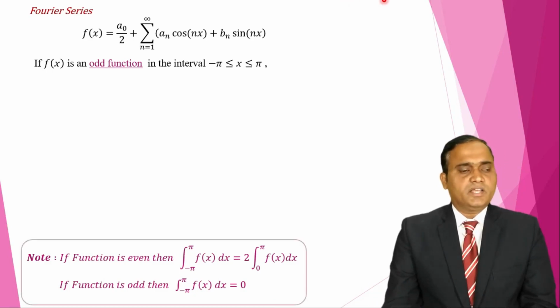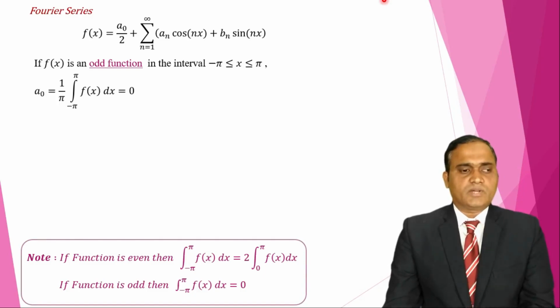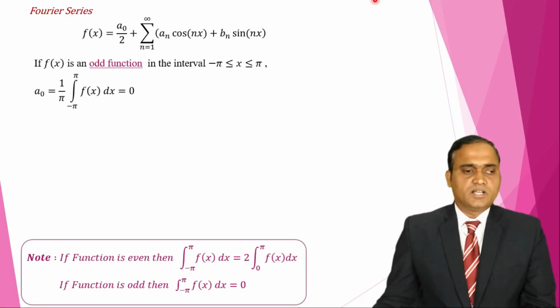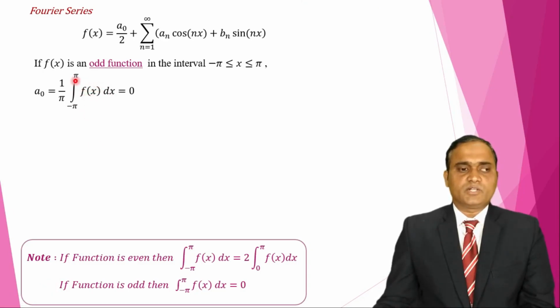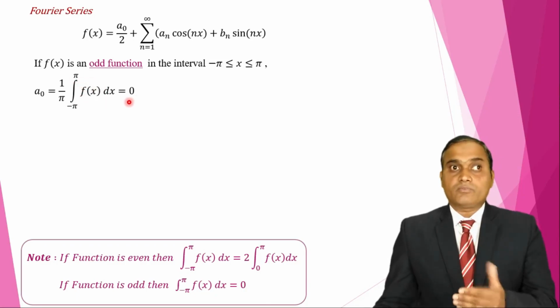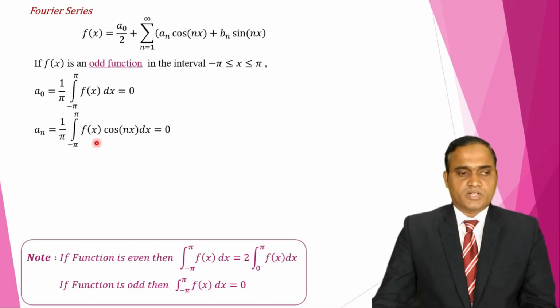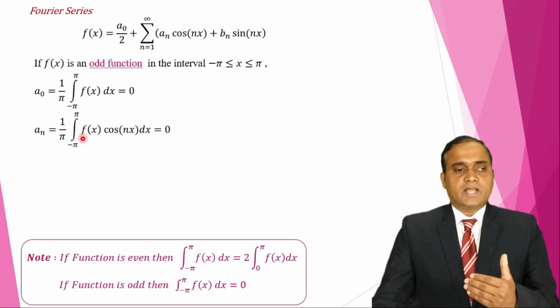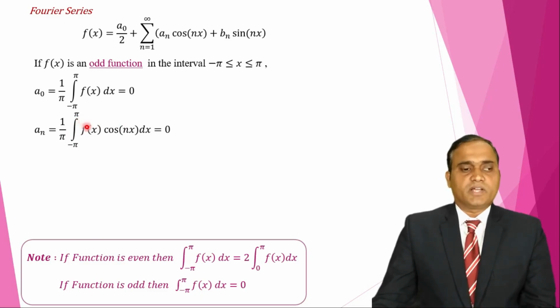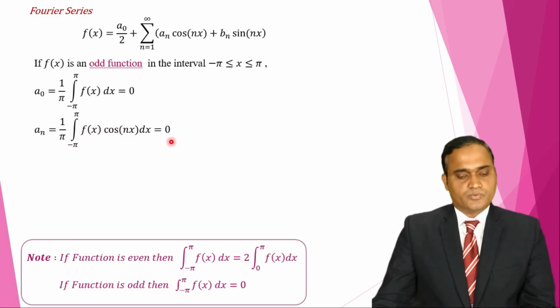Now let's see a naught. A naught is 1 upon pi integration minus pi to pi f of x dx. Now our function f of x is an odd function, so integration minus pi to pi f of x is 0. So here a naught value is 0. Now an is 1 upon pi integration f of x cos nx dx. This is our formula for an. f of x is an odd function and cos nx is an even function. So odd into even, finally that function becomes odd. So the integration over minus pi to pi is 0. That's why an value is 0.